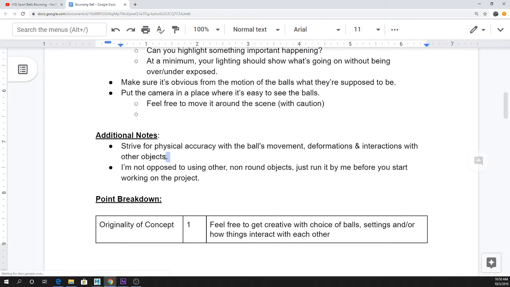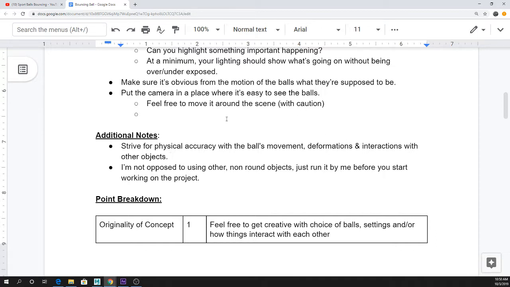The goal for this project is to get as physically accurate as possible with your ball's movement, deformations, and interactions with other objects. So really focus on making any motion that you have feel as natural and realistic as possible. Same thing for deformations. I'm cool if you want to exaggerate a little bit, like squash and stretch on a rubber ball. And that goes for your secondary objects as well. If you're going to have something fall over, make sure it feels like it's falling in a natural way, and has some appropriate weight to it.